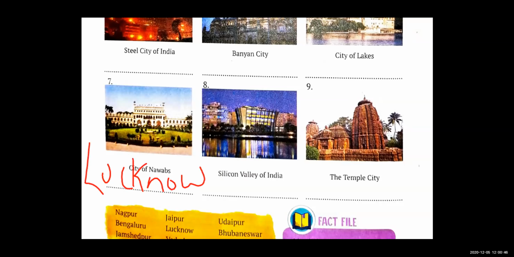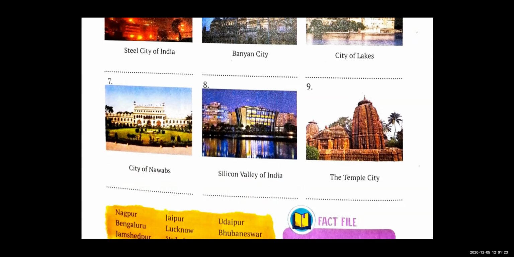Next, you can see the Silicon Valley of India. Silicon Valley of India, that is the IT capital of India, right? We all know it's Bangalore. The IT capital of India is Bangalore. Because in Bangalore, we know that it is one of the nation's leading IT exporters, all computers, all software. It is very famous for that. So it is Bangalore, right, children? The last one is the temple city.